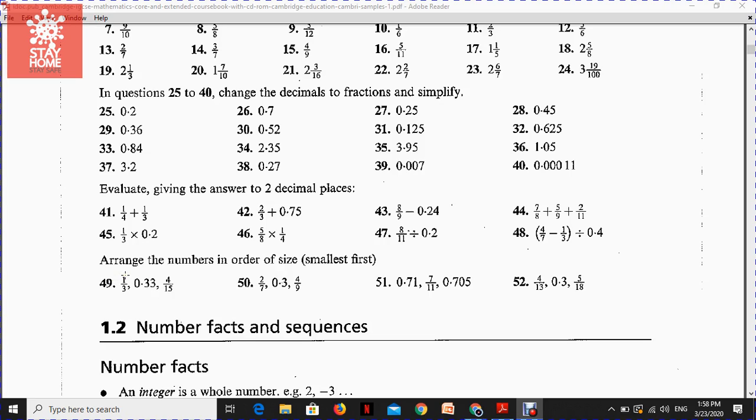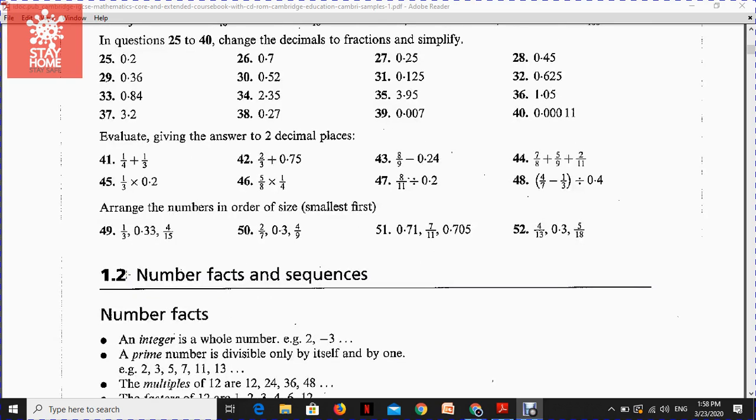Next, arrange the numbers in order of the size, smallest first. First convert all the 3 numbers into the decimal or into the fraction. It is easy to convert to the decimal. First convert all the digits into the decimal, then you can see easily which one is smaller, which one is bigger. Order of the size, smallest first, is called ascending order. Ascending order means smaller to greater and descending order means greater to smaller.